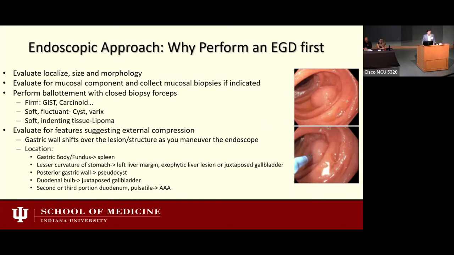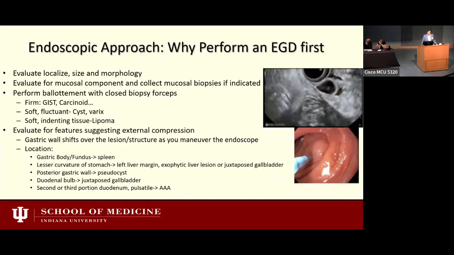And then for external compression, there are some clues to that. When you're advancing the endoscope, especially for foregut lesions, is the wall shifting over that abnormality? Is it more of a nebulous abnormality rather than a discrete lesion? And then, where is the location? Something in the body or fundus is more likely to be the spleen; lesser curvature, maybe liver margin or an exophytic liver lesion; posterior gastric wall in somebody with risk factors or history of pancreatitis, pseudocyst; and the list goes on here. So you really want to think about that when you're performing the upper endoscopy. And that's why I like to do my own endoscopy, same session with the EUS.